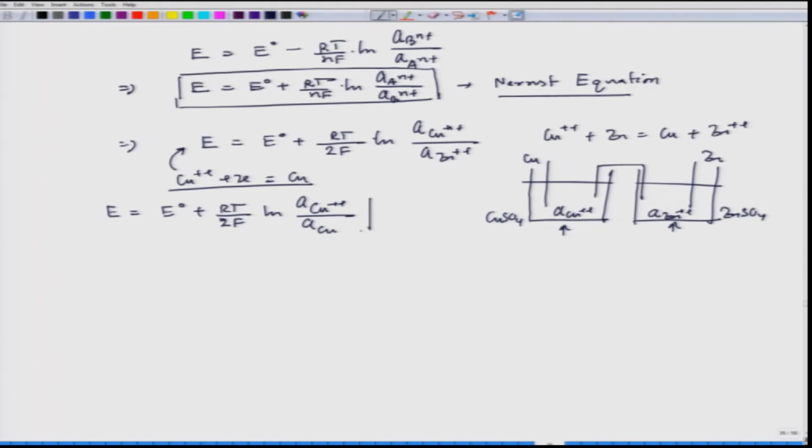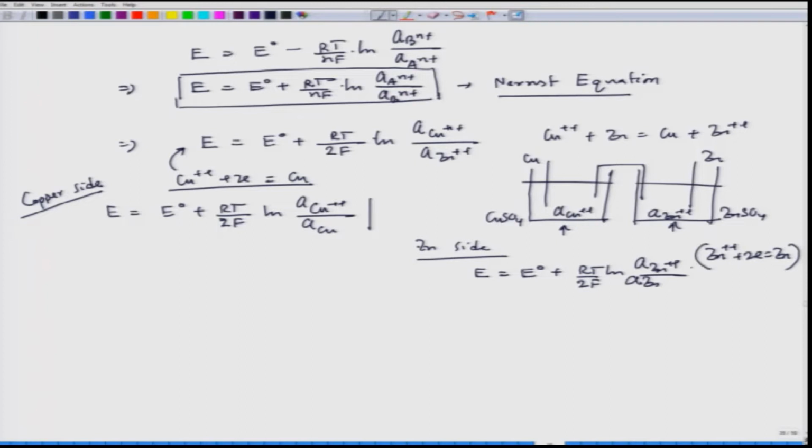Now, this is a relation for the copper side, and for the zinc side, this is the copper side, and the zinc side I can write where the reaction is zinc. Now, both of these, let me look at this.